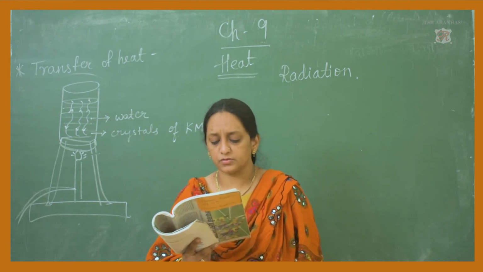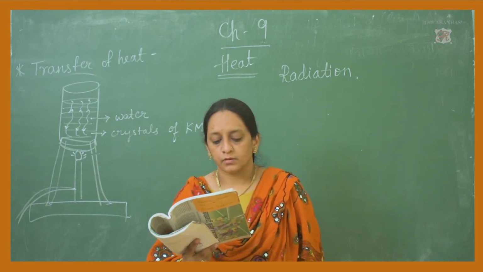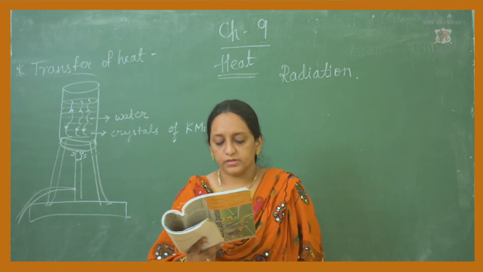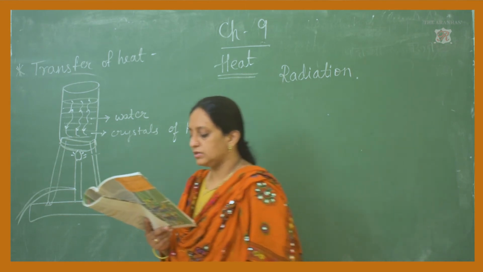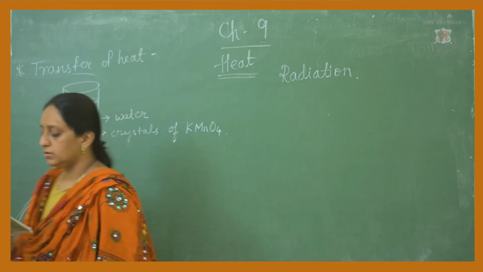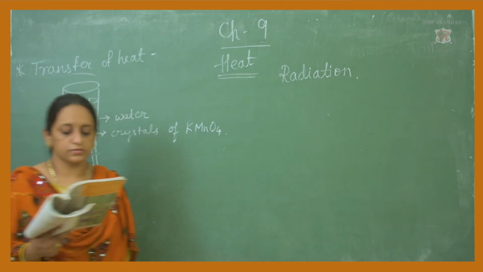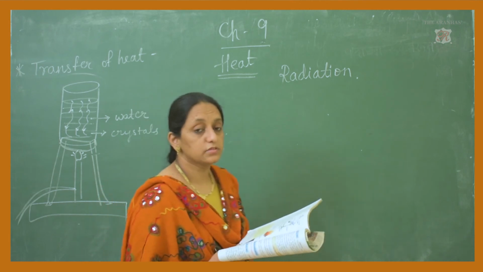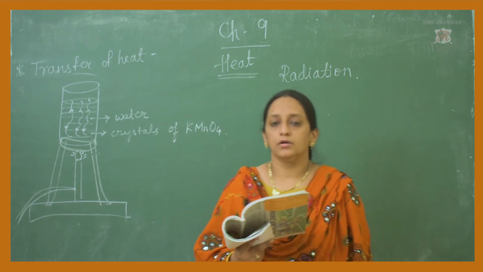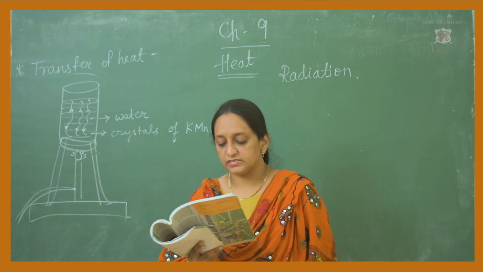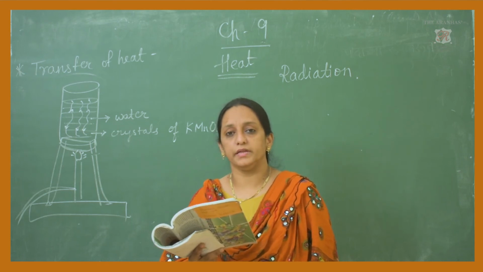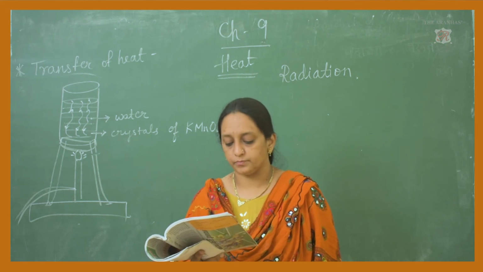The sun is millions of kilometers away from us. There is no air between the sun and the earth, and the earth's atmosphere is only a thin layer of air close to the earth. Then how does the heat of the sun reach us? It reaches us through the mode of transfer of heat called radiation. This heat is transferred in the absence of any medium. There is no medium required.